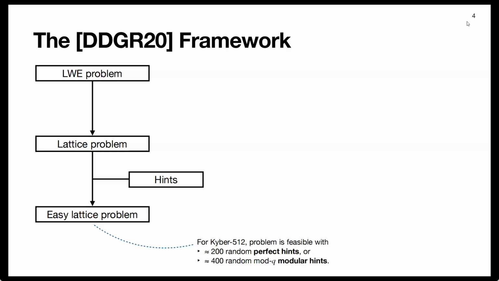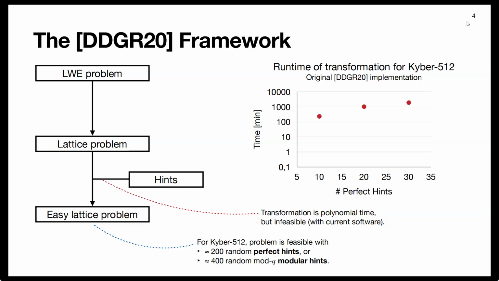The thing is, this transformation, which tries to integrate the hints into the lattice problem, is currently infeasible. Theoretically, it isn't. It runs in polynomial time, so that's fine. But on current software, it's just way too slow. Again, let's look at some concrete numbers. If you were to run it on a Kyber 512, to integrate something like 30 hints, it would already run for more than 1,000 minutes. I think it was 30 hours, which it took.